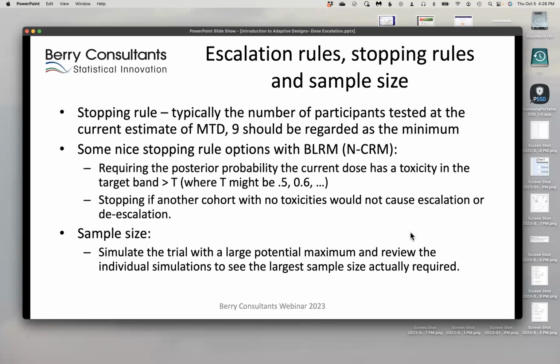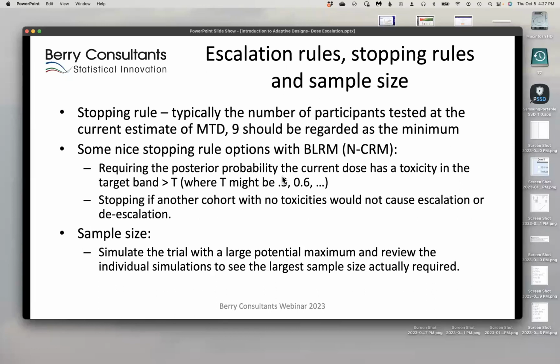And then lastly, the stopping rules. Typically, particularly for the non-model designs, this is just in the number of subjects you tested on the dose being selected, and I think commonly that's now at least 9 subjects, perhaps more. And in the Bayesian Logistic Regression Method, we call N-CRM, in fact, there's a couple of additional rules that you can use.